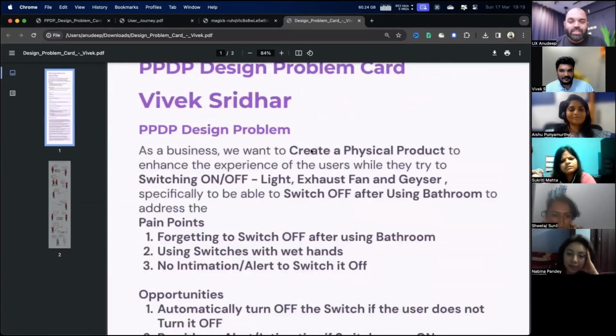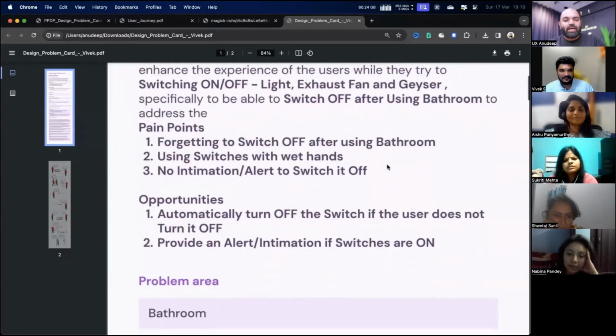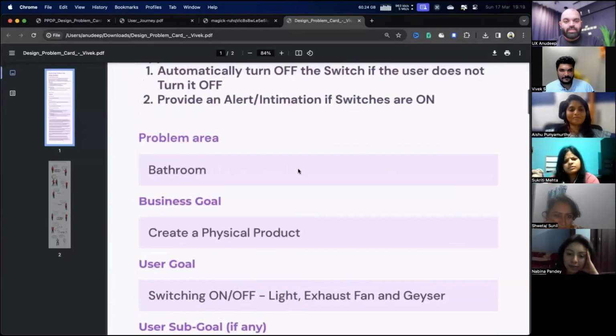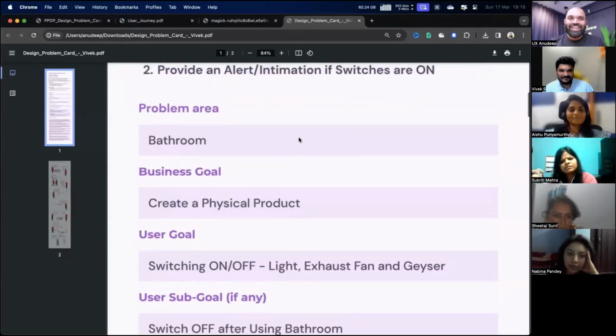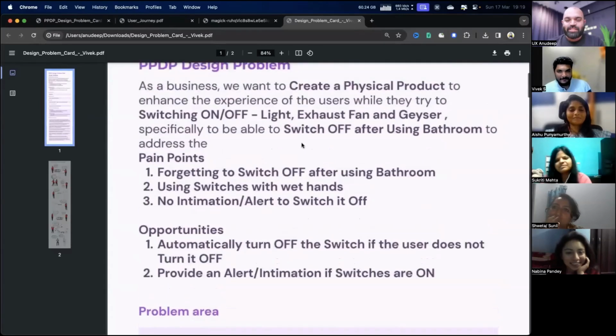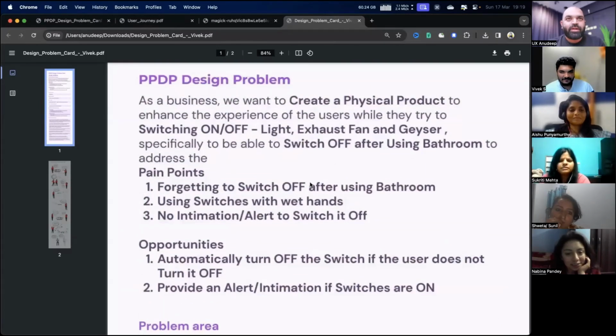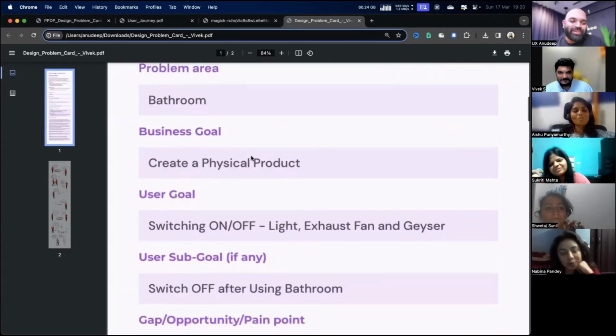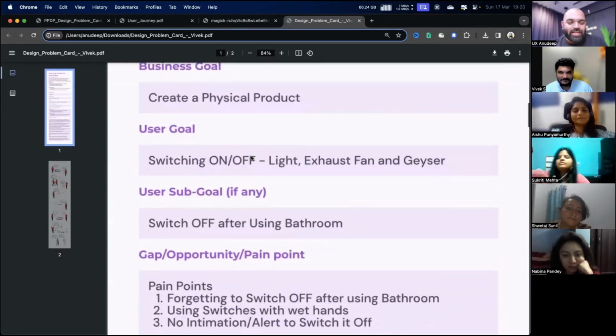Bathroom, as a business, I want to create a physical product. But I'll actually come back to this, okay? Because the fun will be lost. The progressive reveal of the rose is funnier. And then we'll go back to this as well, because this summary is also very important. Okay. So, bathroom. Create a physical product.